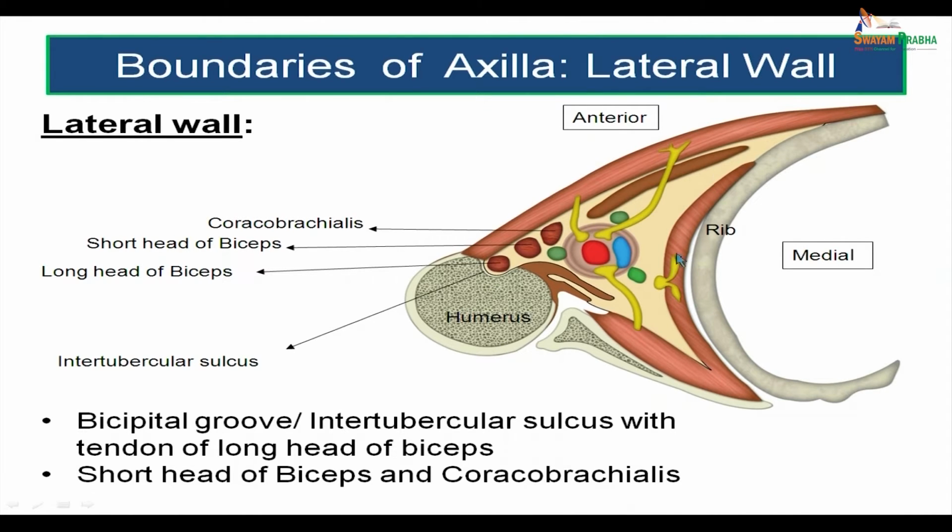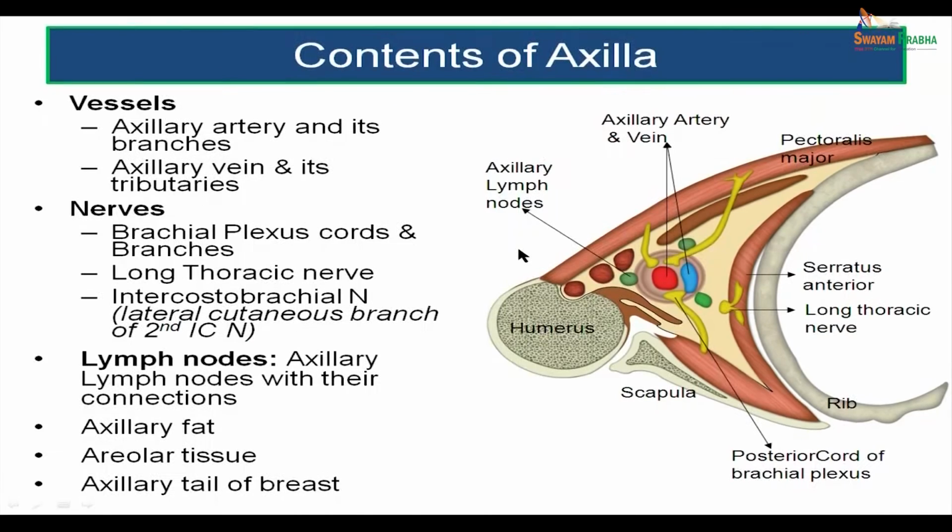So now once we have oriented ourselves to this diagram, what is the lateral wall? The lateral wall is formed by this groove called the bicipital groove or the intertubercular sulcus in the bone humerus, and inside it is the tendon of the long head of biceps. Then we have the short head of biceps and coracobrachialis. So together all these 4 structures, they form the lateral wall of axilla.